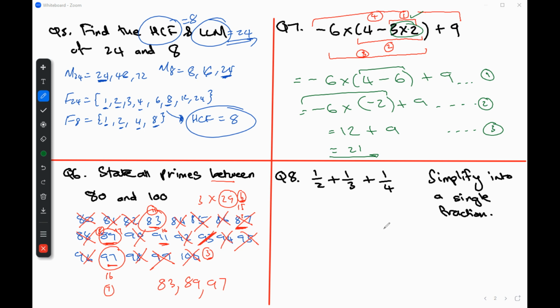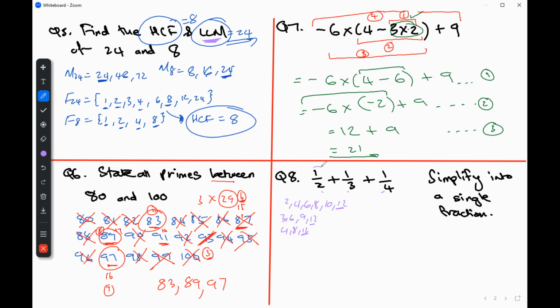All right. Now, for the next one, I need to find a lowest common denominator, which means I've got to take 2, 3, and 4 and actually find the lowest common multiple. In other words, 2, 4, 6, 8, 10, 12, and then 3, 6, 9, 12, and then 4, 8, 12. And what you notice, 12 is a number that can divide into all of them.